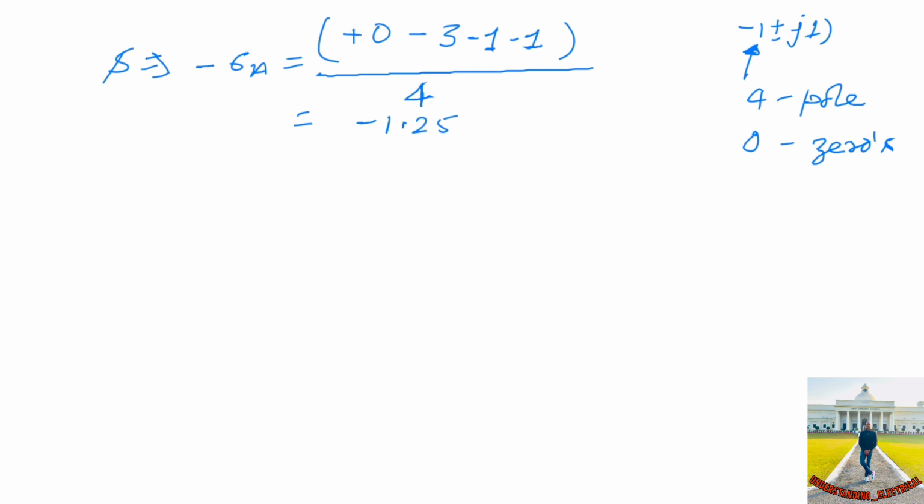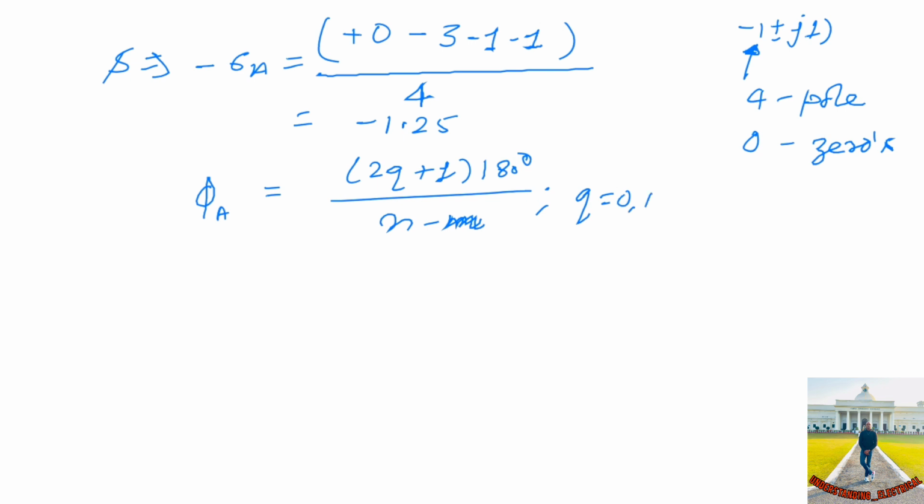Now let's find out the asymptotic angles. Phi a, and the formula is (2q plus 1) into 180 degree divided by n minus m, and from here your q will vary from 0, 1, 2 and up to n minus m minus 1. So for the particular example, your n minus m is 4, and minus 1 makes it 3.